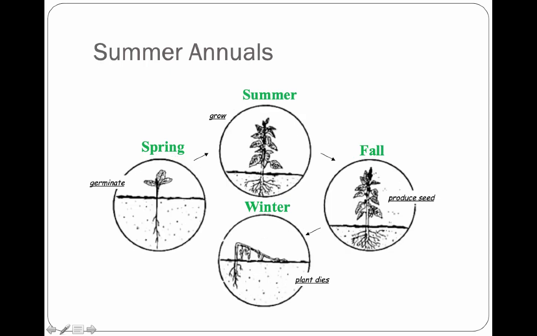Summer annuals are going to be a little bit different because they're going to germinate in the spring rather than the fall, grow during the summer, produce seed, and seed out in the fall, and then die in the winter.